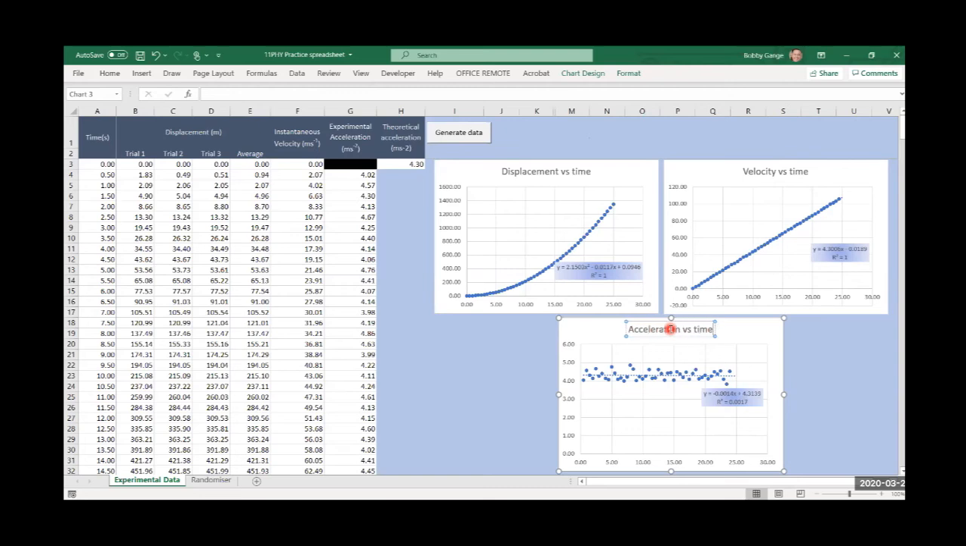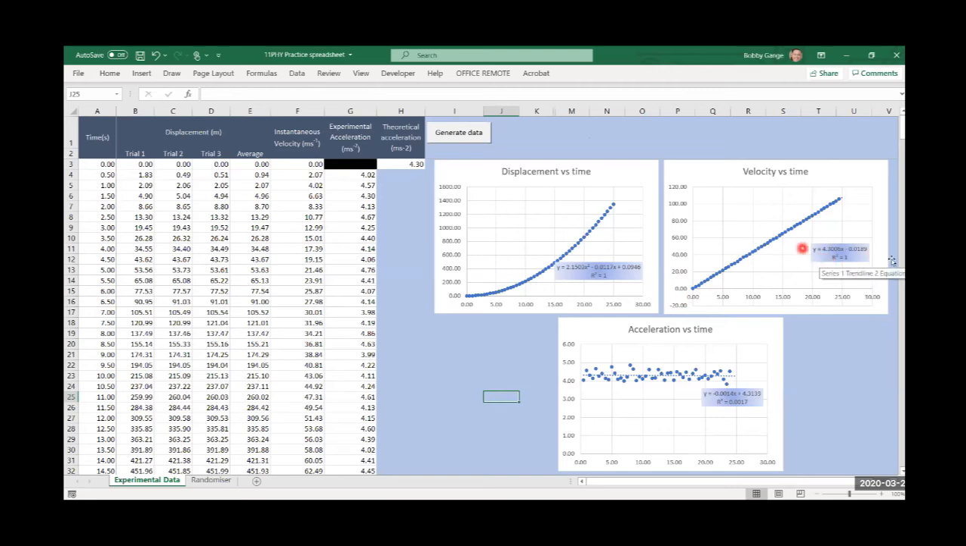Now, this is to test how much you understand about graphs here. On these graphs, what's one way that we can check the graphical acceleration? Where would we find the graphical acceleration? The gradient. The gradient of what? The gradient of the velocity-time graph. Let's have a look.